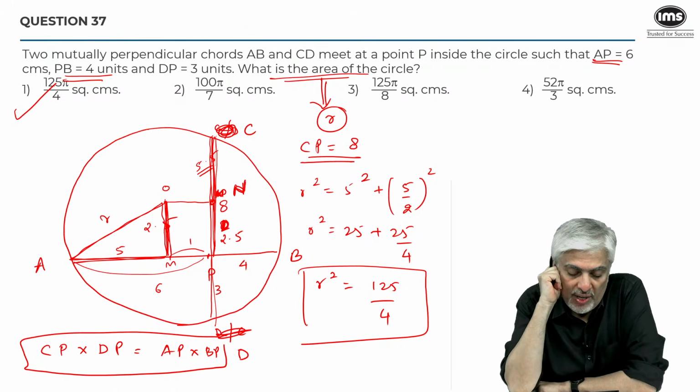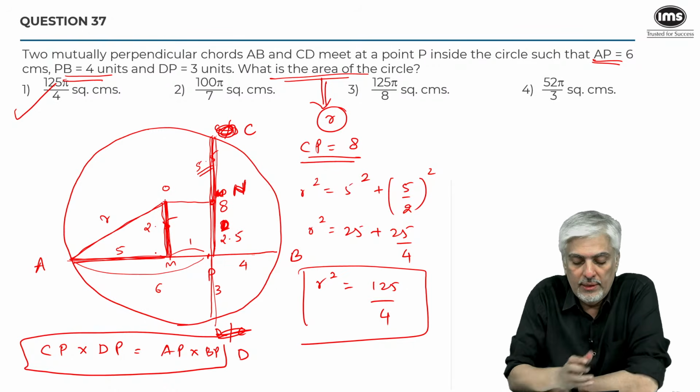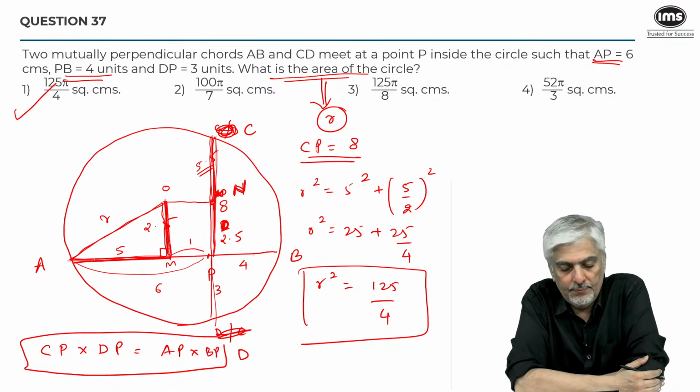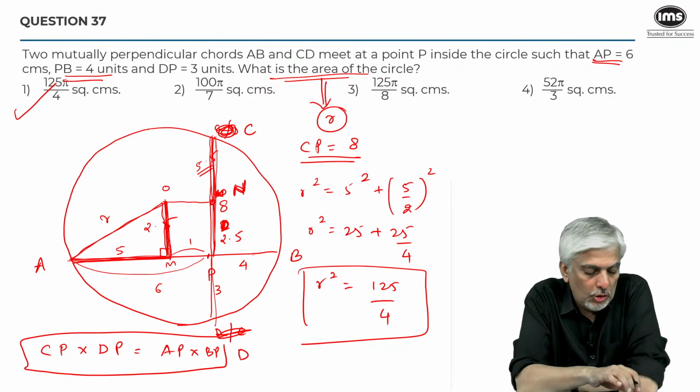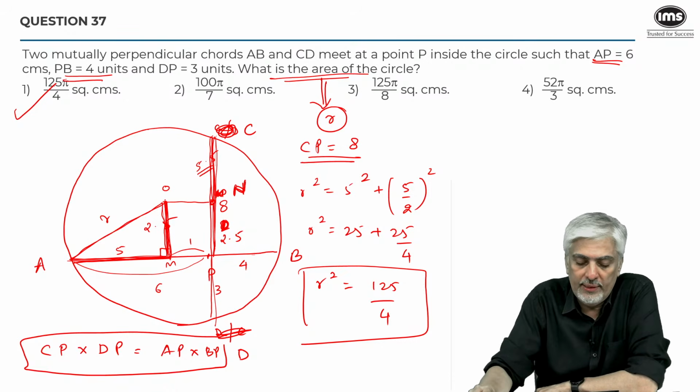How is AM 5? Half of 10, since 6 plus 4 was 10. Perpendicular from the center of the circle to the chord bisects the chord. So this becomes 5. Got it, Anshul? Chalo, let's go ahead.